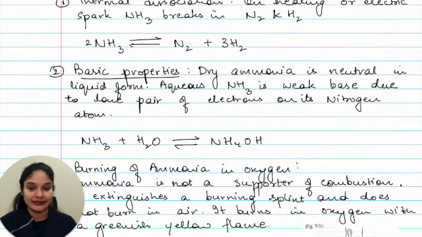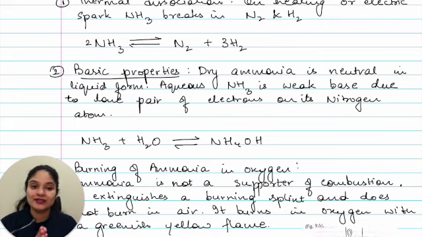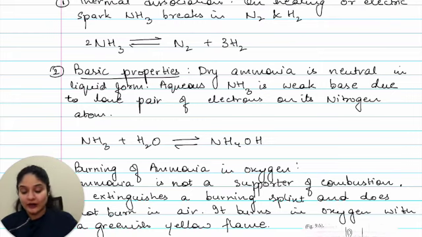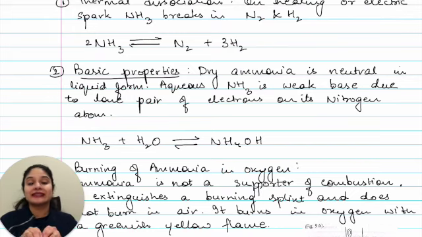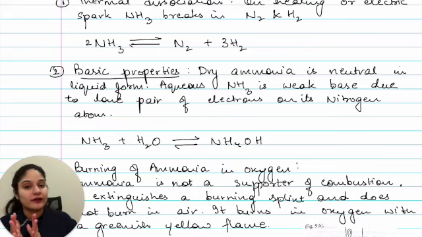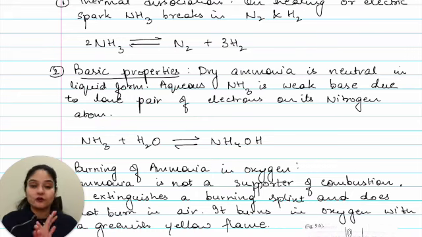Basic properties. Dry ammonia is neutral in liquid form. Why is it neutral in liquid form? Because there is a lack of moisture present. If they ask you what kind of color change dry ammonia will show, it won't show any color change, because dry ammonia is neutral because of the lack of moisture.